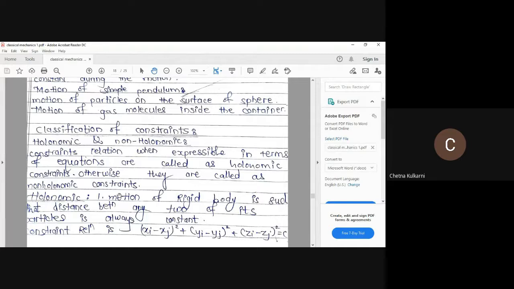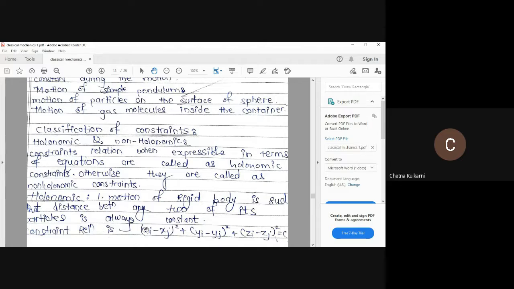That means if a constraint cannot be expressed in terms of an equation, if it is not possible to explain the constraint in terms of an equation, it may be less than or greater than, it will not be equal to, correct? So what is an example of a holonomic constraint? Motion of a rigid body is such that the distance between any two particles is fixed.